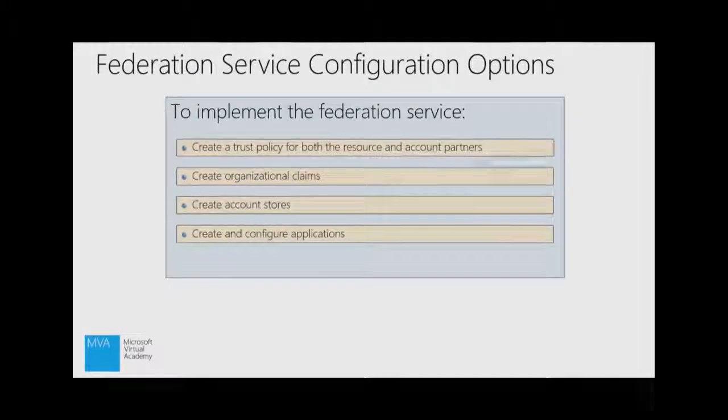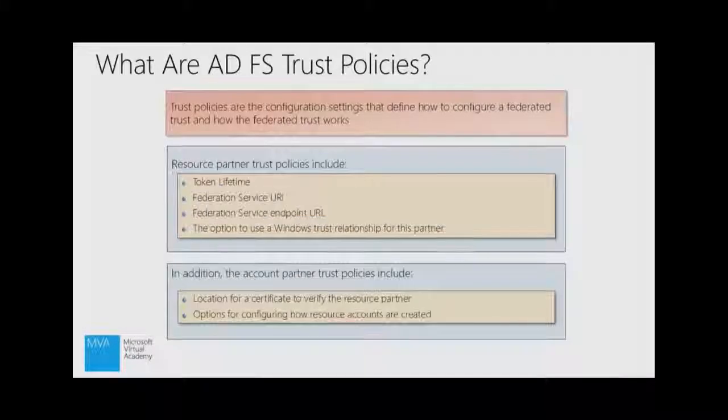And that goes along with the second one, organizational claims. Those claims are very similar to groups. They are going to be used across the boundary to define how access is granted. Account stores, those are the accounts we're going to be tying to from Active Directory. And then create and configure applications. We need applications to be able to consume Federation services to allow access to those users.